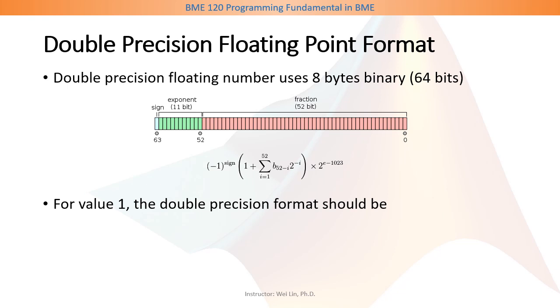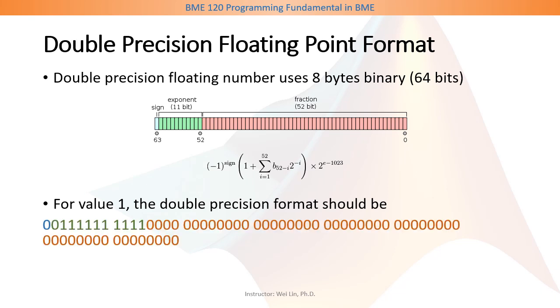Now I'm going to use the value 1 to see how it is expressed in the double precision floating point format. And here are all the bits in the double precision format. I use a color match. So the first value is 0. It means that it is a positive value. The next 11 bits in green, if we convert the binary into decimal, will be 1023.